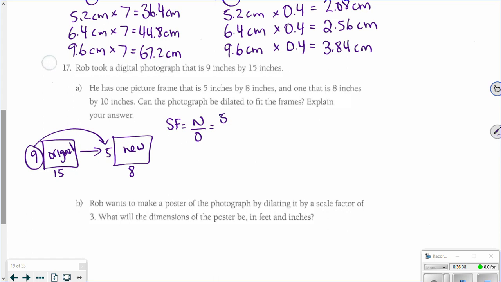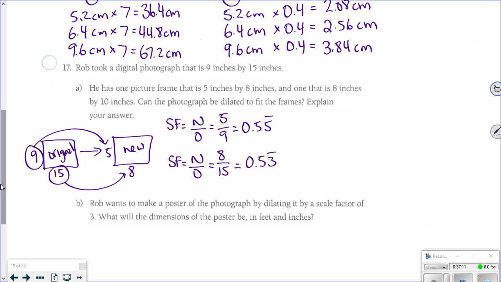So 5 divided by 9 is going to be 0.55 repeating. Then I want to compare my other matching sides. So my scale factor is always the new divided by the original. So my new side for the width is 8 over 15, and if I do 8 over 15 in my calculator, I end up with 0.53 repeating. Scale factors are not the same, so the picture won't perfectly fit.